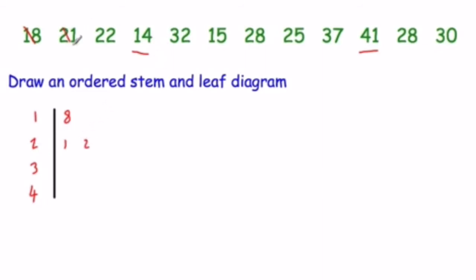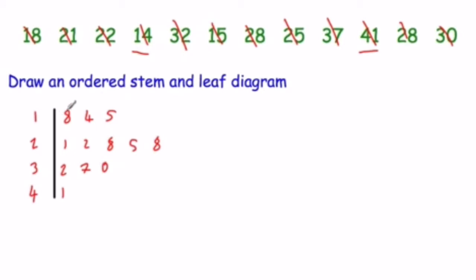We've got, make sure we're crossing off, 14, so we're going to put a 4 in the 10s row. 32, so we're going to put a 2 in the 30s row. 15, we'll put a 5 there in the 10s row. 28, so that's an 8 in the 20s row. 25, that's a 5 in the 20s row. 37, so that's a 7 in the 30s row. 41, that's a 1 in the 40s row. 28, so that's an 8 in the 20s row. And 30, that's going to be a 0 in the 30s row.